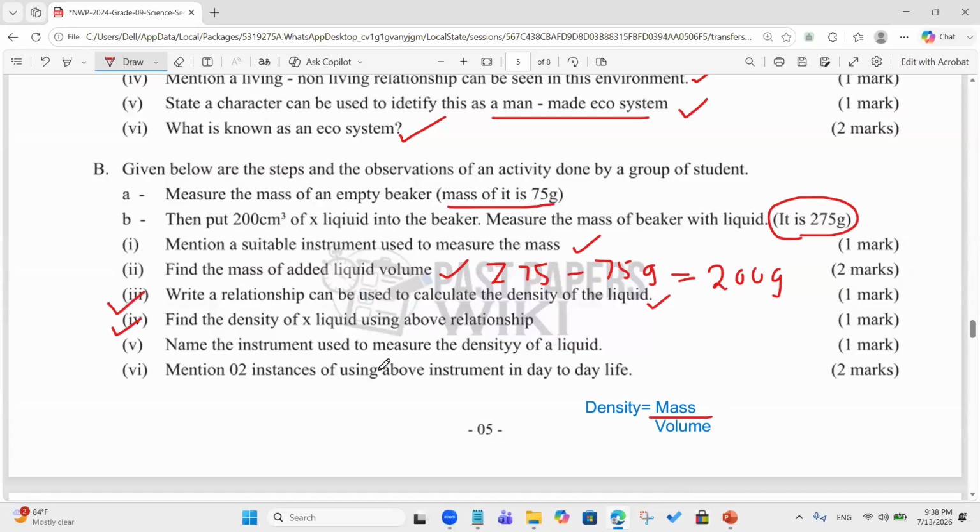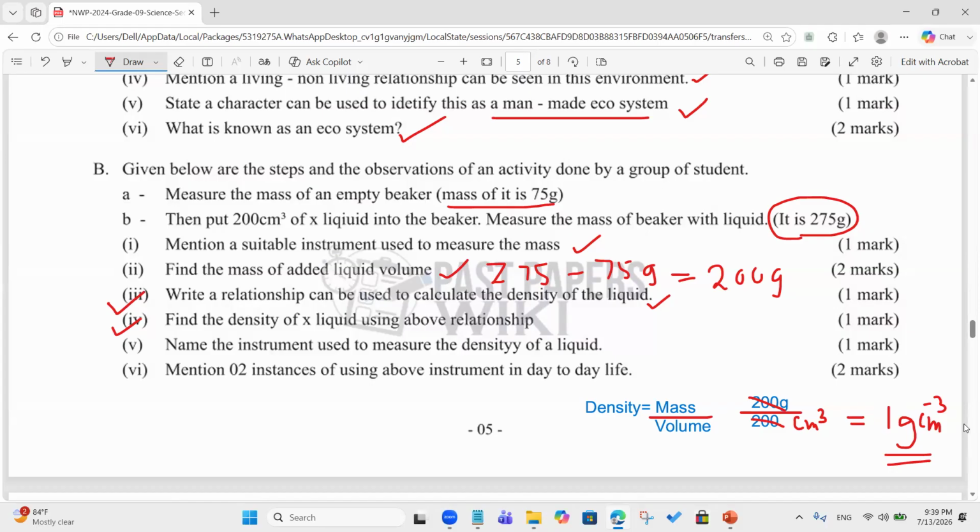Find the density of X liquid. Now you know the mass of the liquid is 200 grams. And what's the volume of the liquid? It's 200 cubic centimeters. How do you write cubic centimeters? cm3. So in the division, these two cancel. Then what's the answer? 1 gram per cubic centimeter. This is the unit of the density.